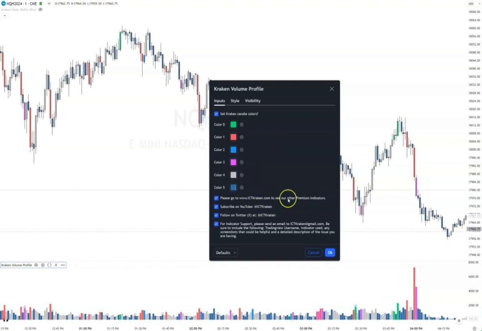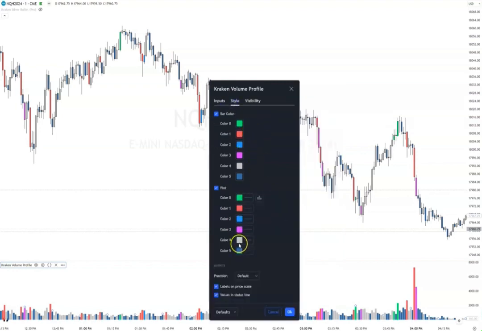Okay, and then you have where you can get a hold of me and how you can get support, how you can get our other indicators. Now, then we have style. Again, you can have style over here of how you want to have these show up on this bar chart down here. But that's how I use this.